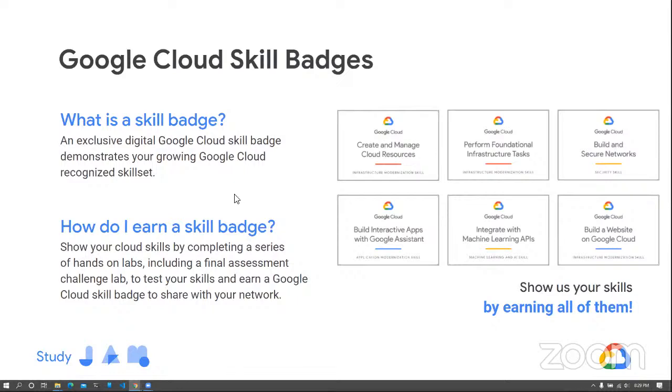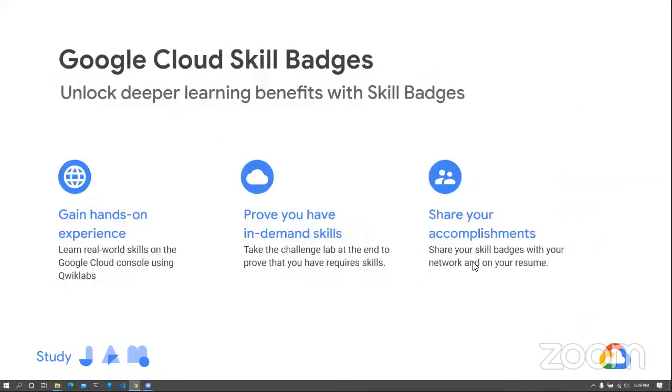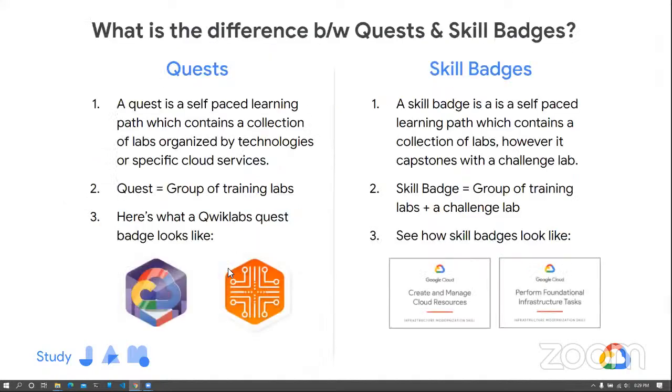So Google created this quest badge and the skill badge. Quest badge just means that you know how to do it, but the skill badge will prove that whatever challenge you are given, you will be able to solve it. So you have two things in this program: quests and skill badges. Based on how many quests and how many skill badges you finish, you will be rewarded with prizes.